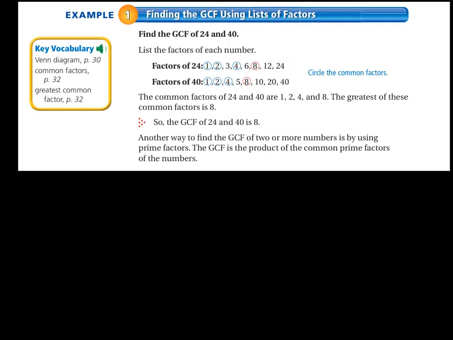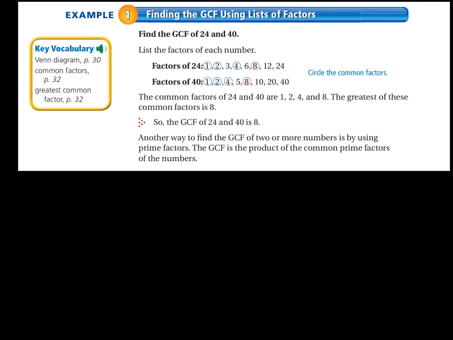So for example, in 24 and 40 there's really not that many factors, as you can see here. In 24 we have 1 and 24, we have 2 and 12, we have 3 and 8, we have 4 and 6. So that's all the factors of 24 right there. And then in 40 we have 1 and 40, 2 and 20, 4 and 10, and 5 and 8.